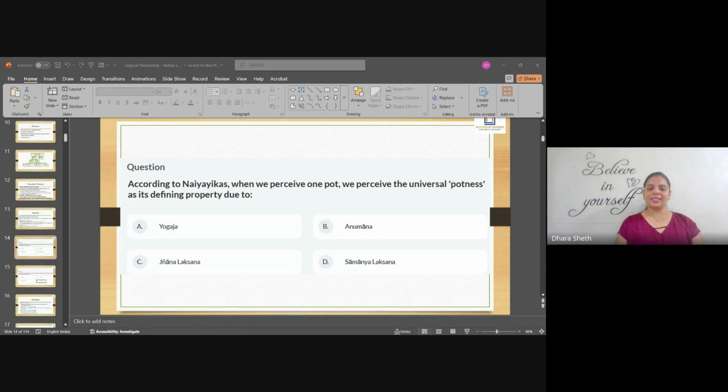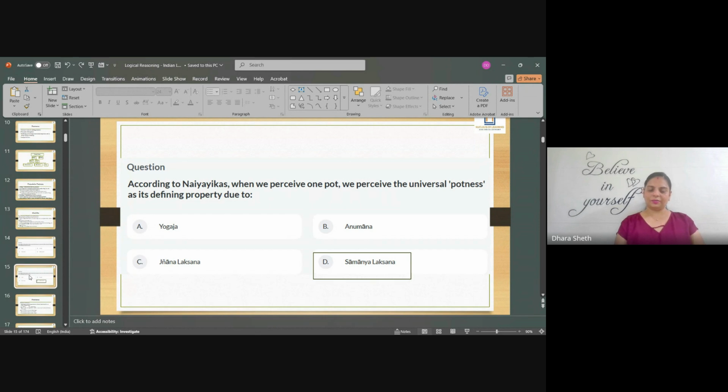The answer here is D. The universal potness of its defining property. How does a pot look like? It's usually made of clay and or ceramic, and it goes like this. This is the shape of a pot. It should be able to hold water or a liquid in it. That is the universal potness. This is how the pot looks. Samanya Lakshan.